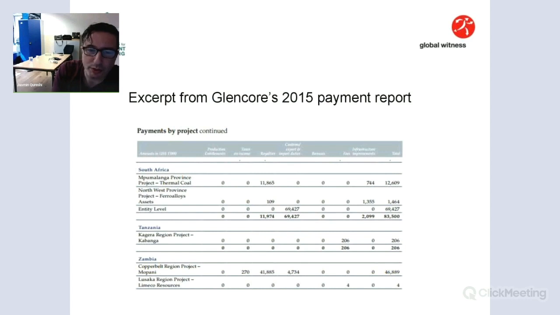I also just wanted to show you this excerpt to give you a sense of how easy it can be to identify what we would call a red flag. If you look at the South Africa section and the first project, the Mpumalanga coal project, we can see clearly that it's paying a significant amount in royalties, almost $12 million. This shows straight away that the project is in production.